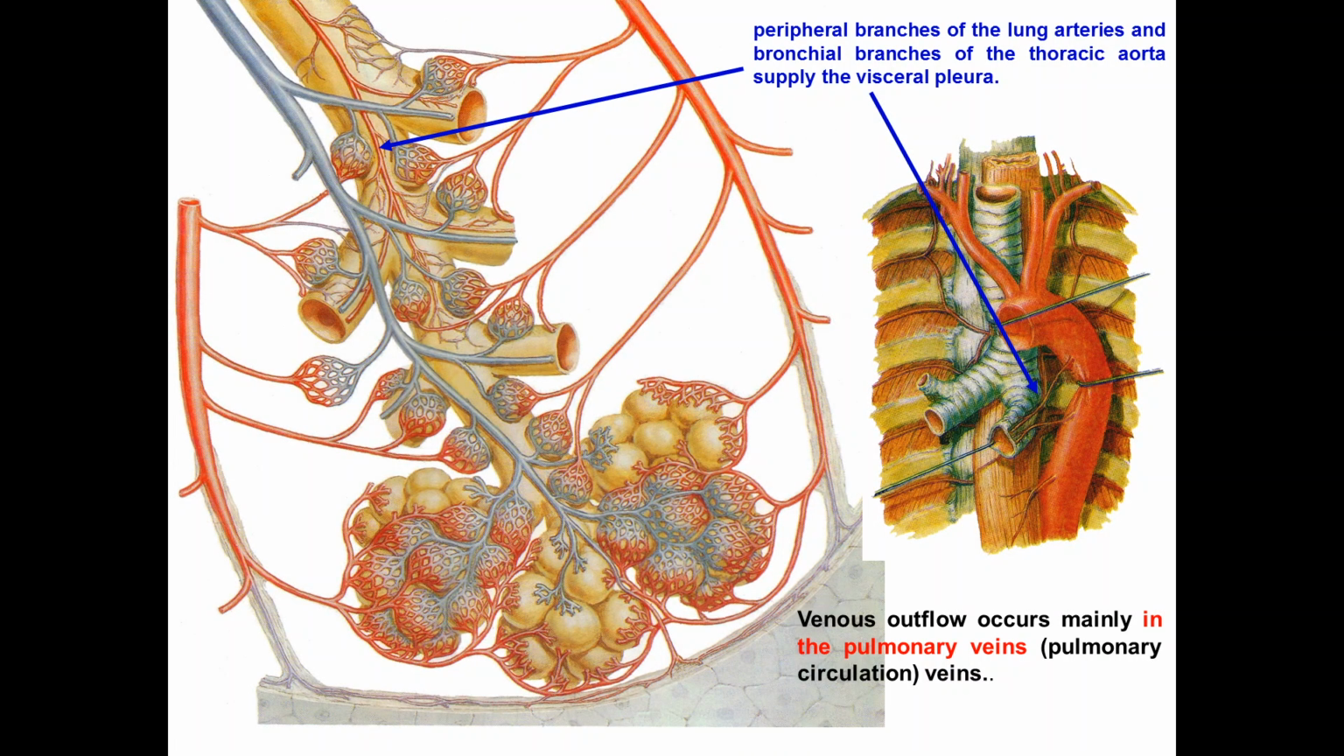Venous outflow from the visceral pleura goes to the pulmonary veins, which go into the left side of the heart, the left atrium and left ventricle. Why am I saying this? Because in left-sided heart failure, and also in right-sided heart failure, due to decreased blood outflow from the parietal and visceral pleura, fluid may accumulate in the pleural cavity.